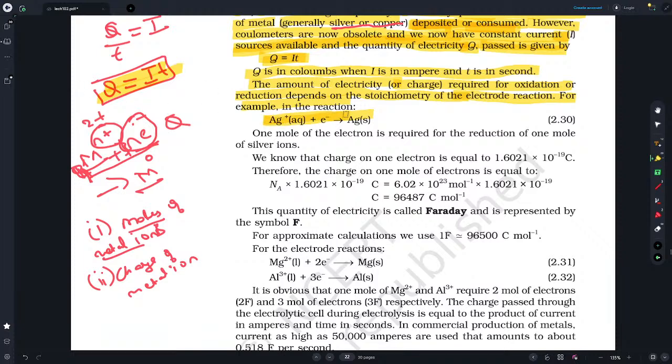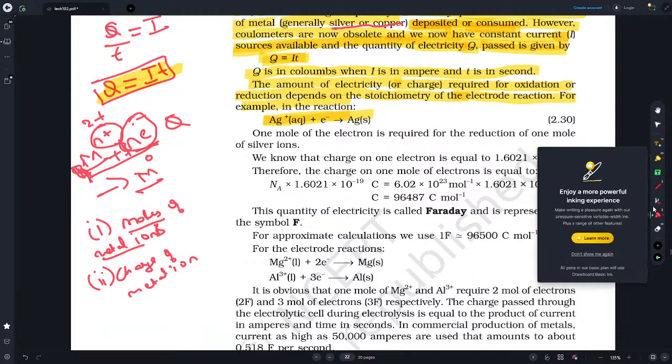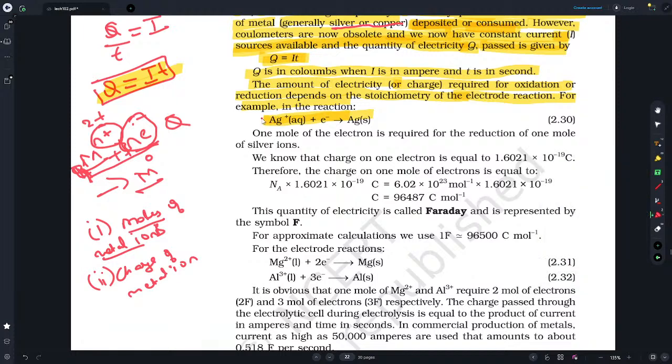In this reaction, we see that they took 1 Ag and the charge on Ag is 1 plus. So if we take 1 mole of Ag, the electron required would be 1 mole of electron. Okay, let's continue reading. 1 mole of electron is required for reduction of 1 mole of silver ion.